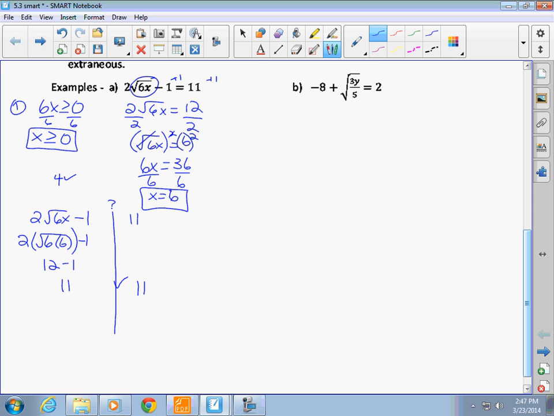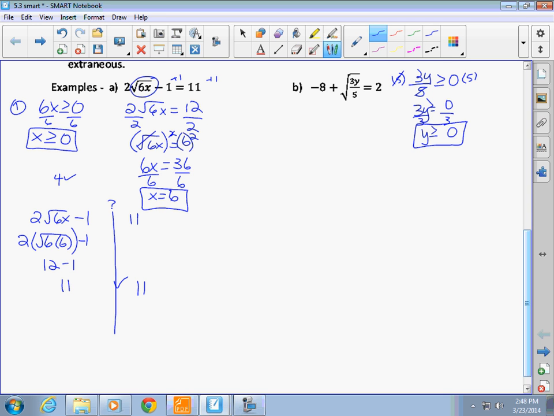Okay, for B, I've got negative 8 plus the square root of 3y divided by 5 is equal to 2. First step is always to take what's under the radical sign and find the restriction. So under the radical sign I have 3y divided by 5 greater than or equal to 0. If I multiply by 5 to get rid of my denominator, I have 3y greater than or equal to 0. Divide by 3, y is greater than or equal to 0. So that's my restriction.